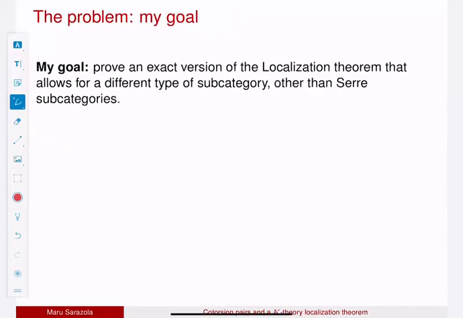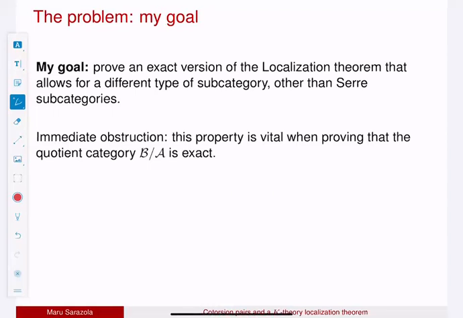So my goal is going to be to try to prove an exact version of the localization theorem that allows for a different type of subcategory that's not Serre. So this Serre condition is really killing us here a little bit. So I'm going to try to see if we can relax this Serre condition and try to get a similar result.